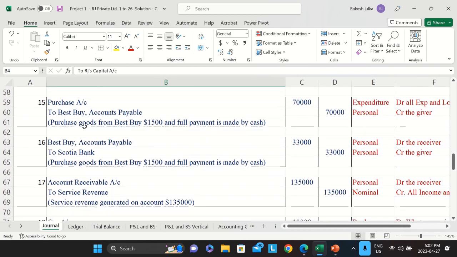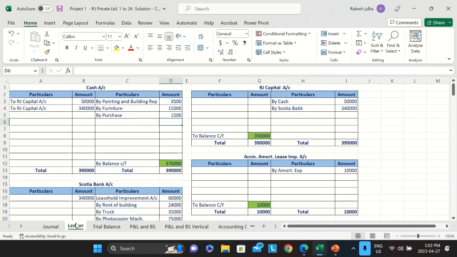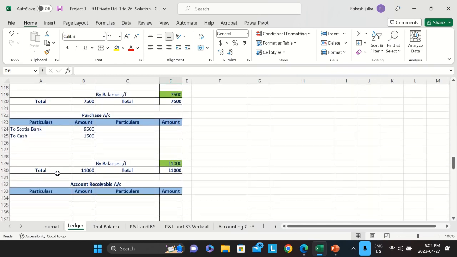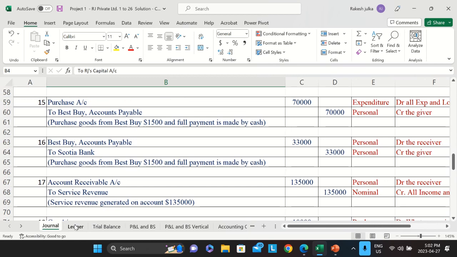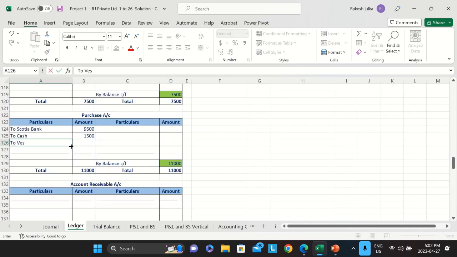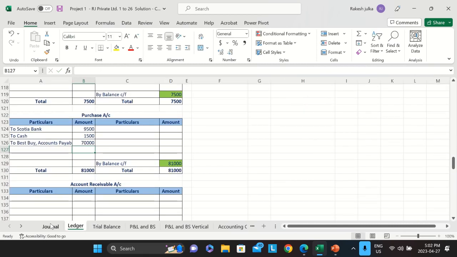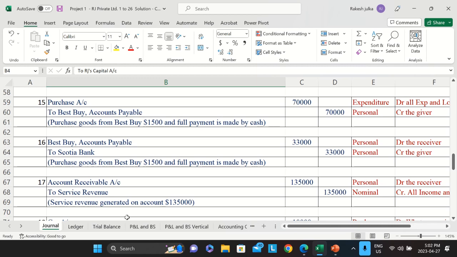Next is the purchase account debit to Best Buy account payable 70,000. So purchase account debit to Best Buy account payable. Let's see, purchase account debit here, right? So what is written here? Best Buy accounts payable. So to Best Buy, comma, accounts payable, or you can write accounts payable Best Buy, whatever is convenient for you. So next, what is the amount here? $70,000 in the purchase, and the second is the Best Buy account payable 70,000.